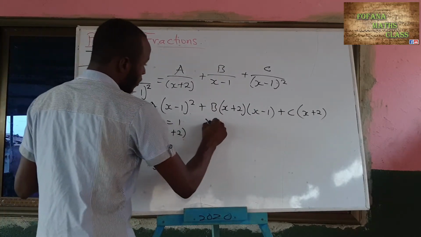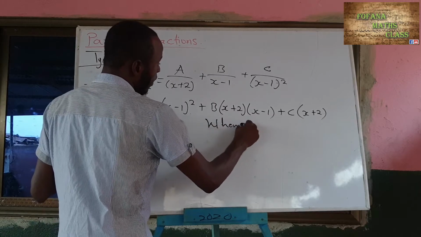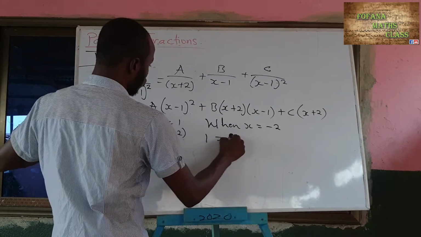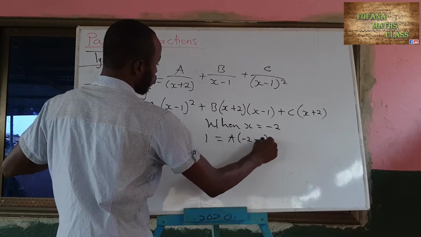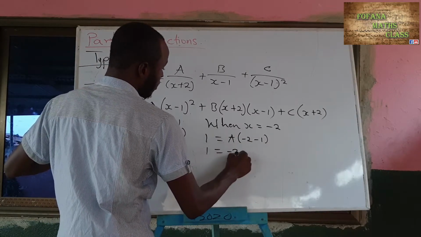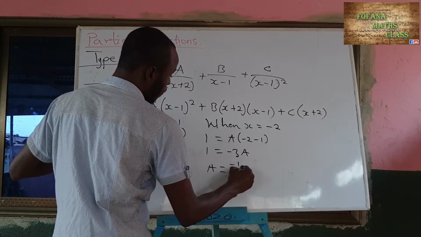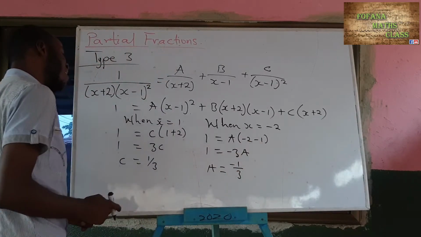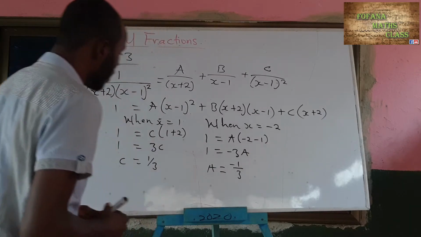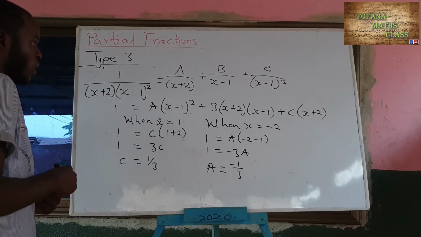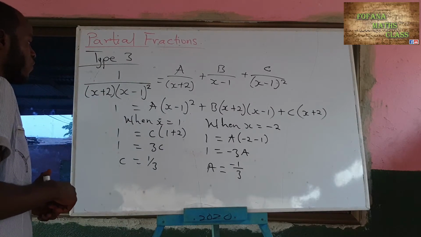So when x is equal to minus 2, okay, I'll have 1 here to be equal to a into bracket minus 2 minus 1. Okay, so 1 will be equal to minus 3a, and my a will give me what, minus 1 over 3. Okay, so now we have gotten the values of a and then what, c. So now let's see how we can manage to get the value of b.